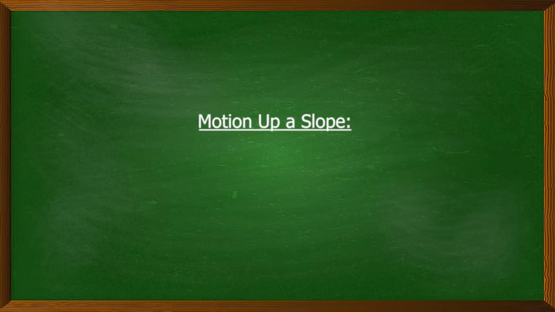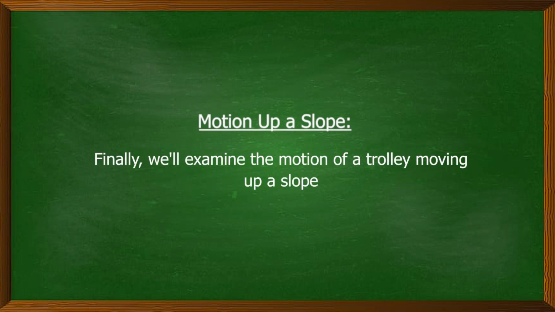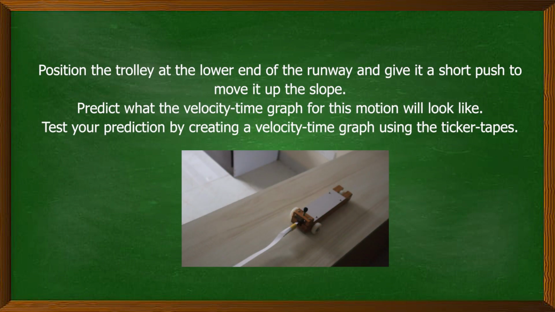Motion up a slope. Finally, we'll examine the motion of a trolley moving up a slope. Position the trolley at the lower end of the runway and give it a short push to move it up the slope. Predict what the velocity time graph for this motion will look like. Test your prediction by creating a velocity time graph using the ticker tapes.